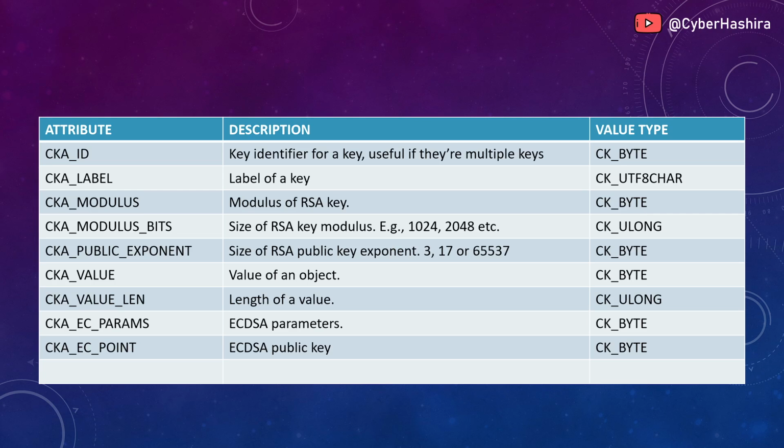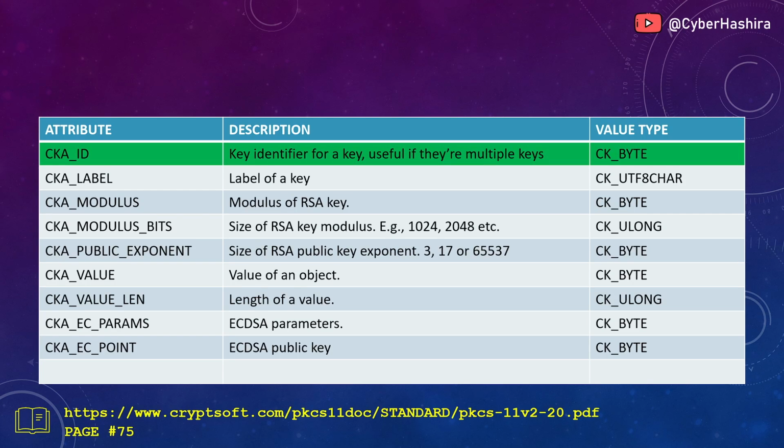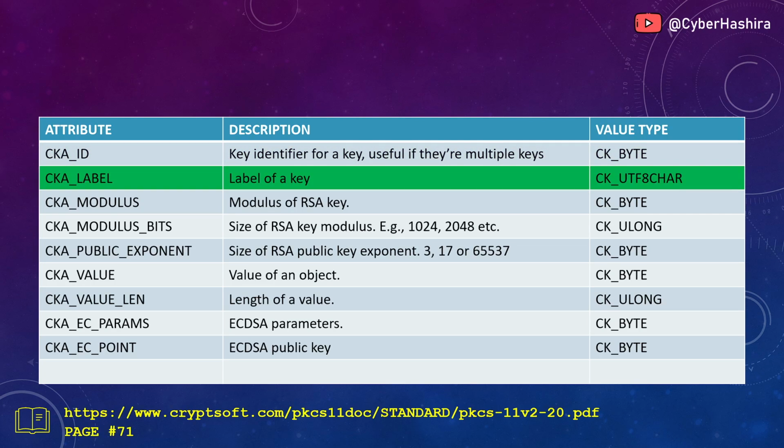These are some commonly used attributes in PKCS 11. They are easy to understand, which is why I'm putting them all in one table. CKA_ID has information about a key such as a key identifier, a serial number, or a timestamp. Having CKA_ID makes it easier to locate a key when there are too many keys in a token. This attribute stores information as a byte array. CKA_LABEL is used for specifying the label of a key. This attribute accepts value of type CK_UTF8CHAR.